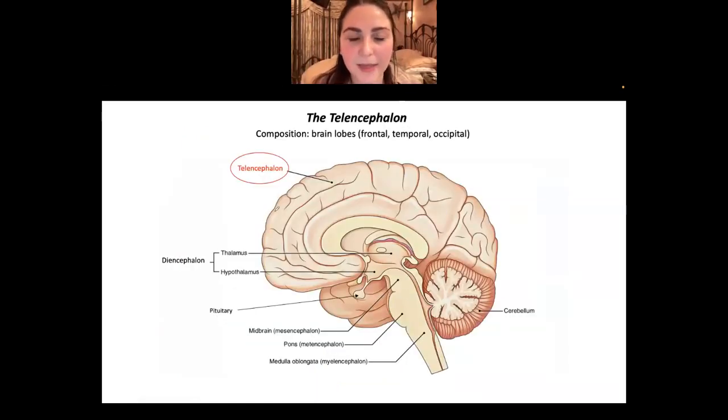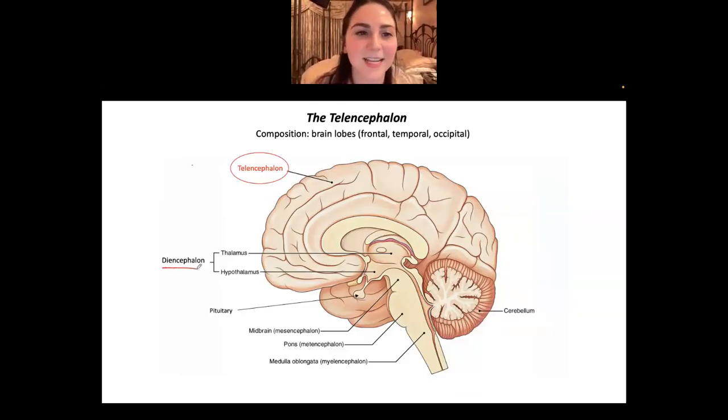All right. And then the first thing we're going to talk about is the cerebrum. So this is going to be your brain lobes: frontal, temporal, occipital. The telencephalon is composed of the frontal, temporal, and occipital lobes. There are a lot of weird names for all of these things. The telencephalon is just made up of these brain lobes. It's like, cool, good to know.